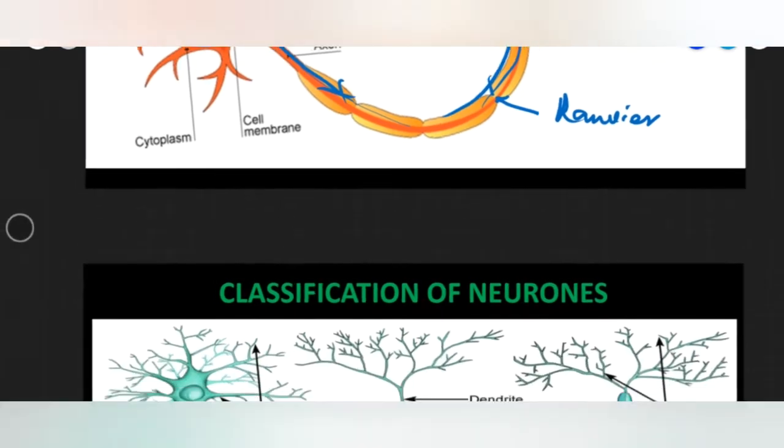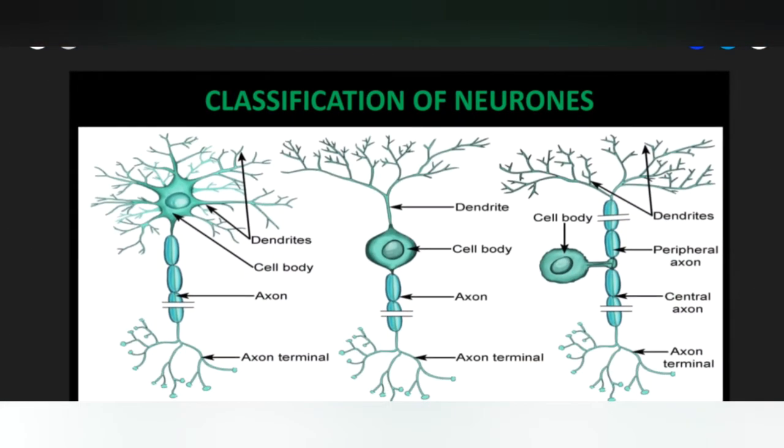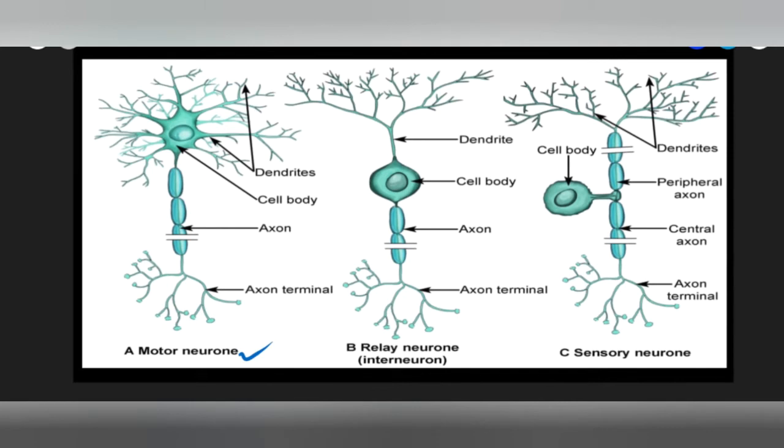Now, how many types of neuron do we have? What are the different types of neuron, or classification of neuron? We have the motor neuron, the relay neuron, and the sensory neuron. The motor neurons conduct or transmit impulses, or messages, from the CNS to the muscles or effector organs. That's why we call them the motor neuron.